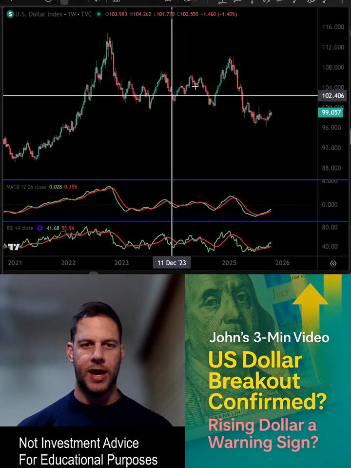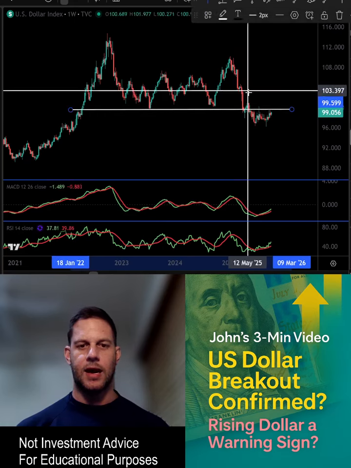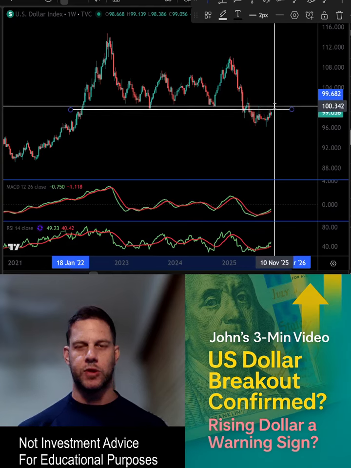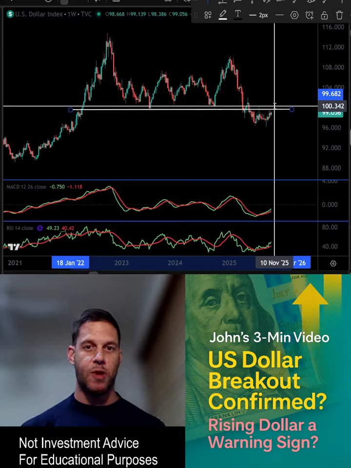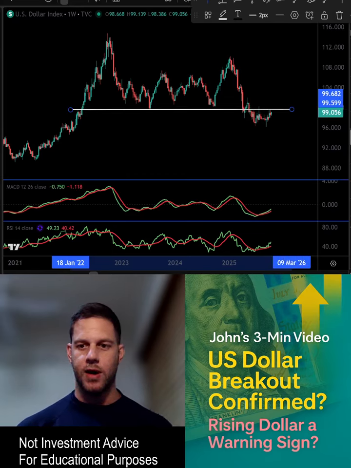Now, on the 5-year weekly chart, we can see it's still got a bit of work to do. You can see how important this 100 level is. So it still has a bit of work to do longer term, but I would say the short-term chart is indicating that there is upward momentum in the US dollar, the DXY, and if it breaks that 100 level, it's going to be looking bullish on a longer-term chart as well, potentially, and we'll continue to monitor.